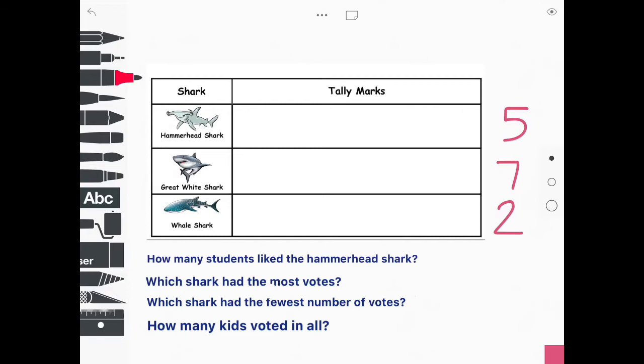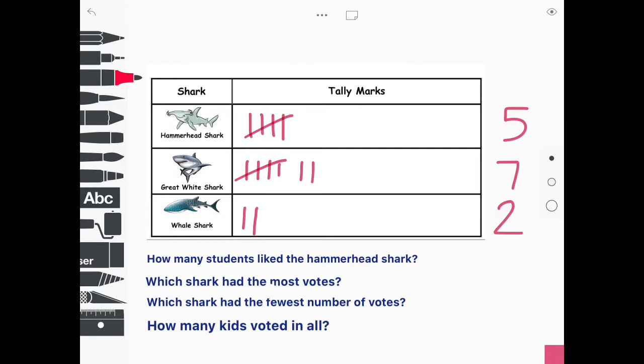how many votes each shark got. So for the first one, the hammerhead shark, it got 5 votes. So I'm going to draw my 5 tally marks. 1, 2, 3, 4. The 5th one shuts the door. For the great white, it got 7. So I'm going to go 1, 2, 3, 4. The 5th one shuts the door. 6, 7. And then for the last one, the whale shark, it got 2 votes. So that's easy peasy. I'll just go 1, 2. Oops, I'll make that one a little longer. Okay. So now we have our tally marks all set up.